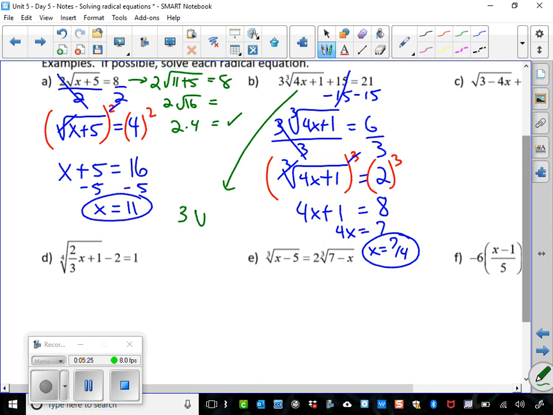So 3 cube root 4 times 7/4 plus 1, and then I have a plus 15. Well, look at this. The 4's cancel out. 7 plus 1 is 8 inside there. So I have 3 cube root of 8 plus 15. So that's 3 times 2 plus 15. And that is 6 plus 15. So guess what? That's 21, just like it said it should be.